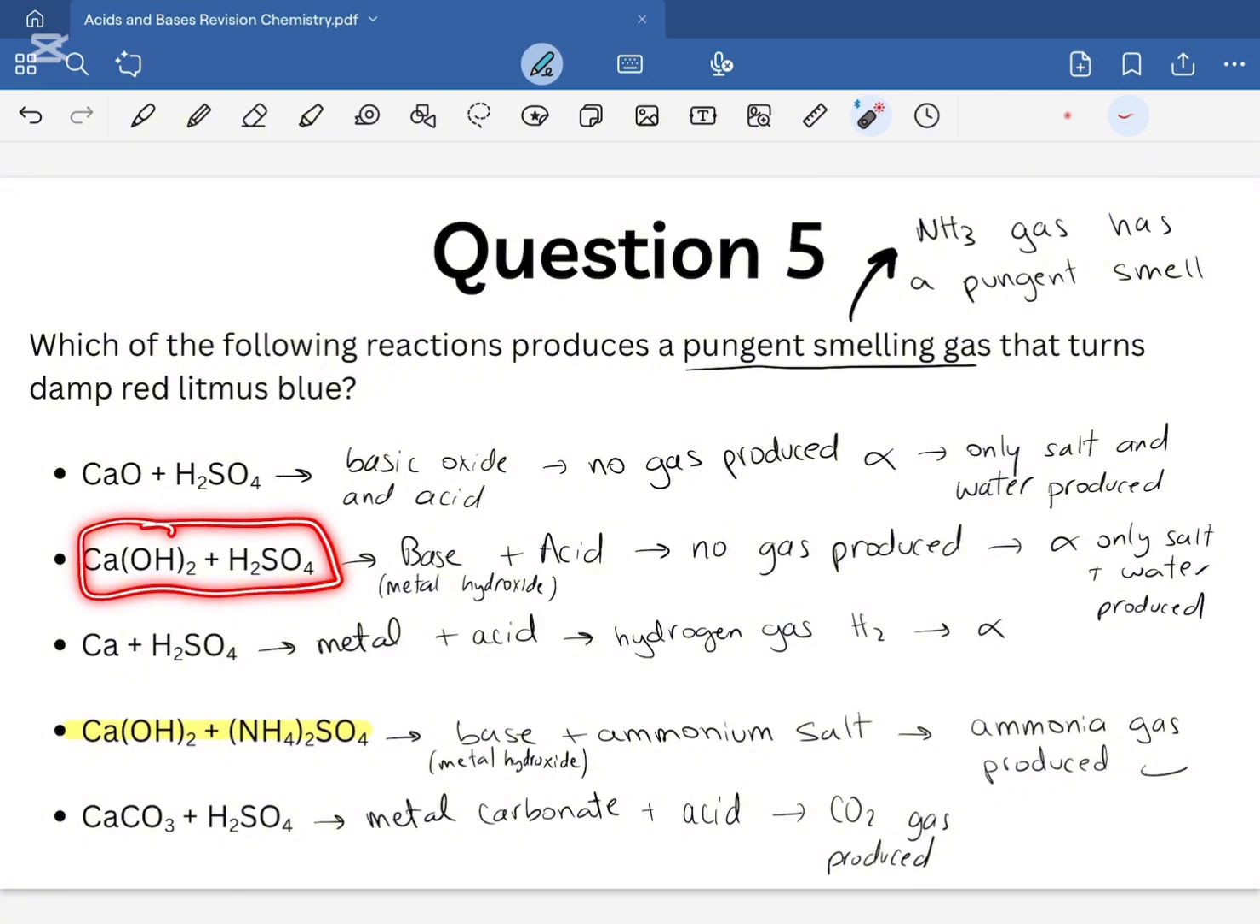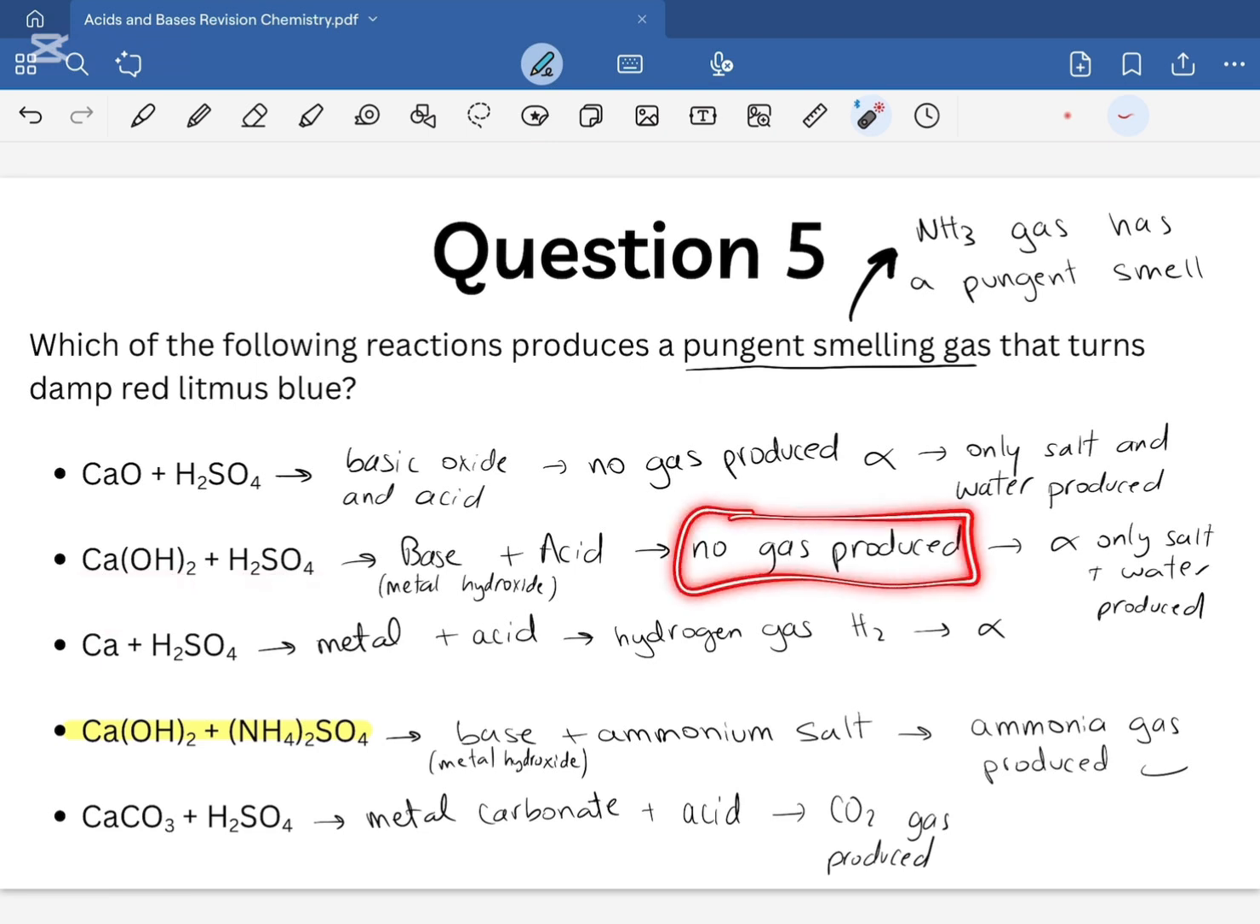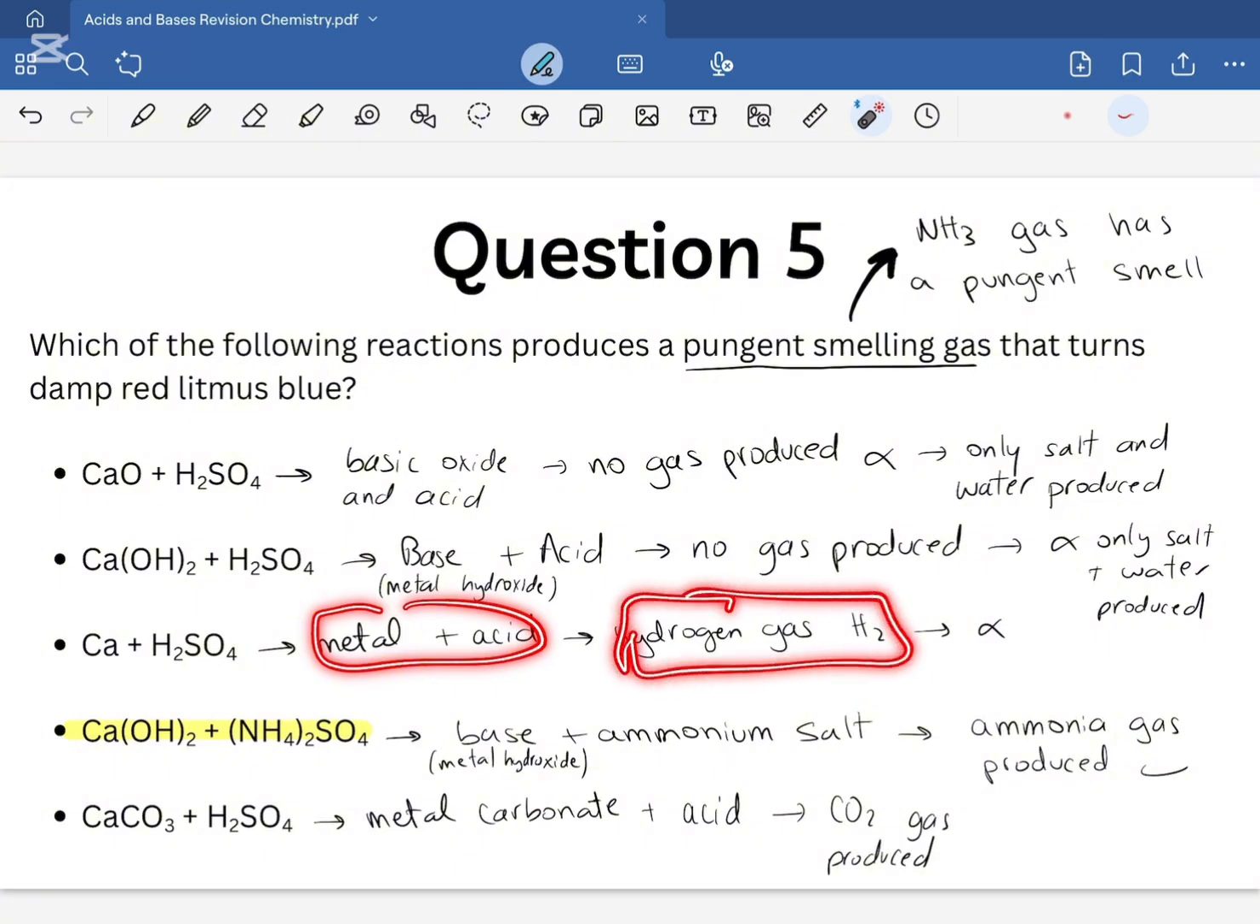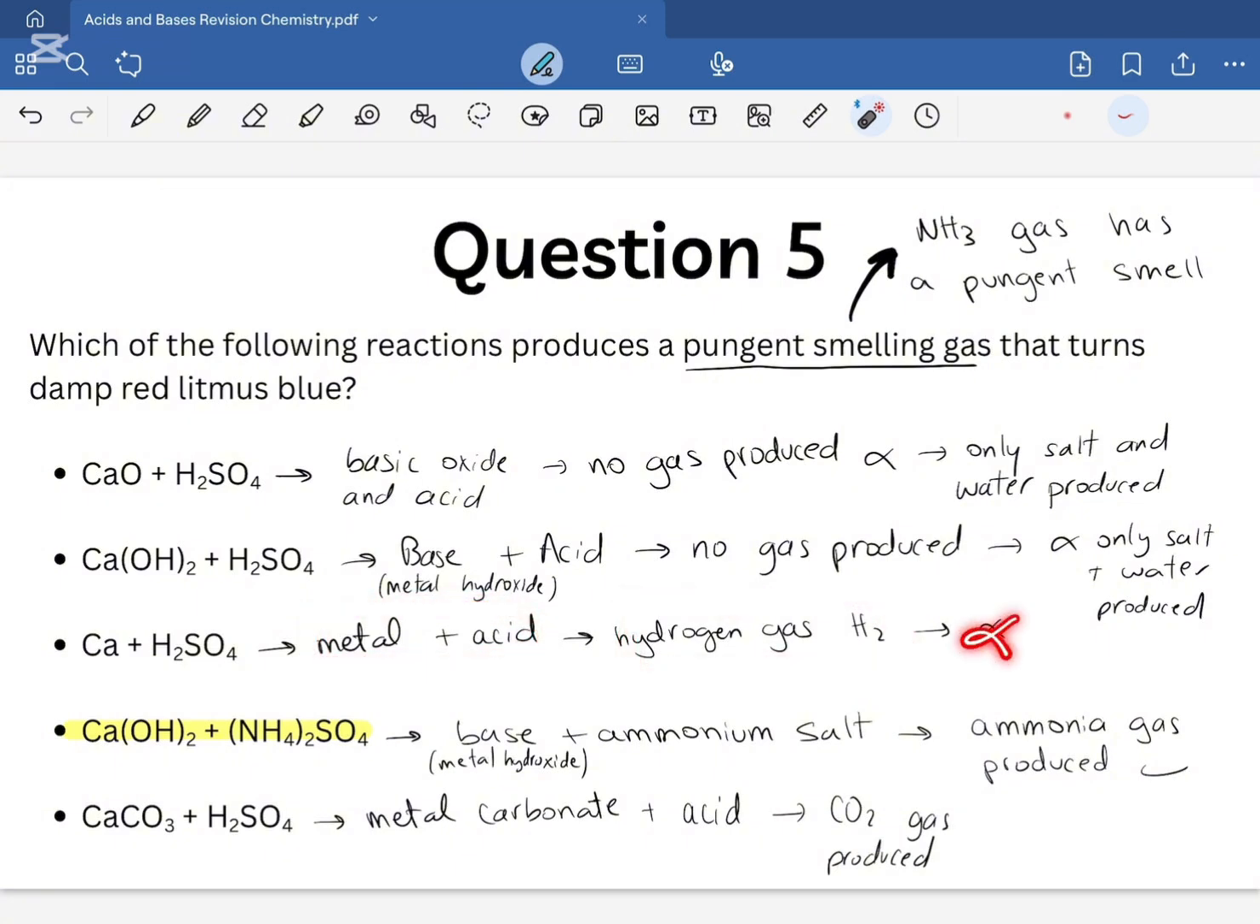For the second one, we have a metal hydroxide. This is a base, and this is an acid. And when these react together, no gas is going to be produced, only salt and water. CaSO4 is the salt, and the H2O is water. Now for the third one, we have a metal, which is Ca, and we have the acid, which is H2SO4. And when we react a metal and an acid, hydrogen gas is going to be formed, not ammonia. So this is also false.